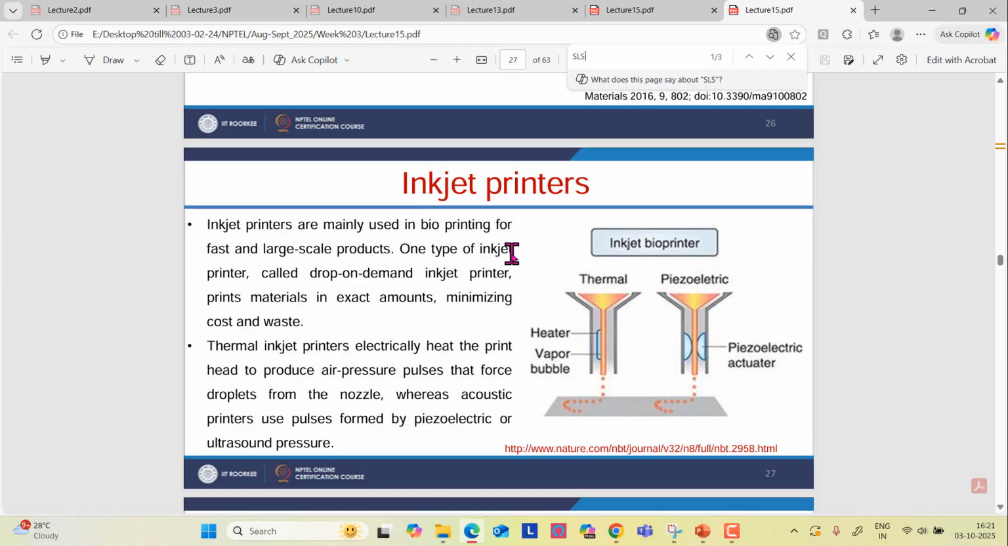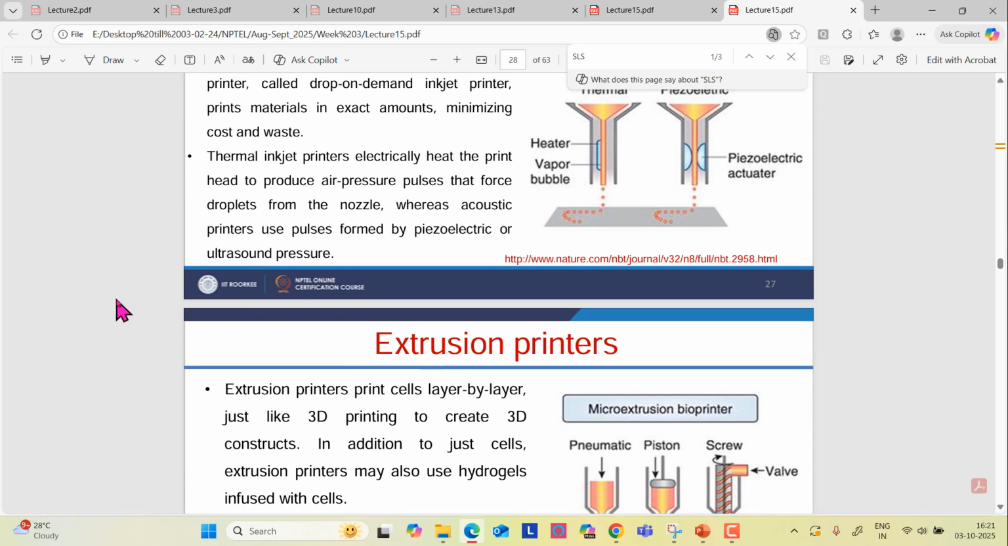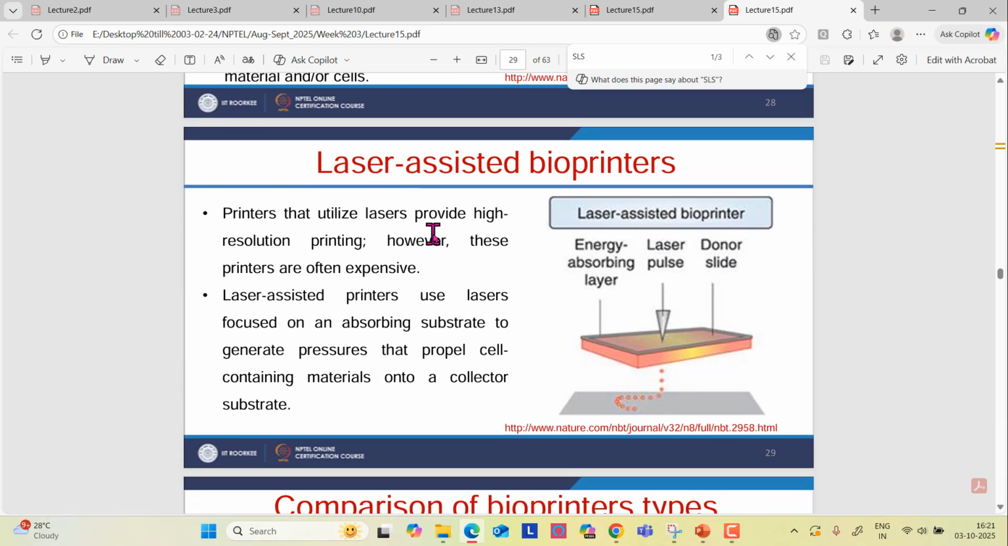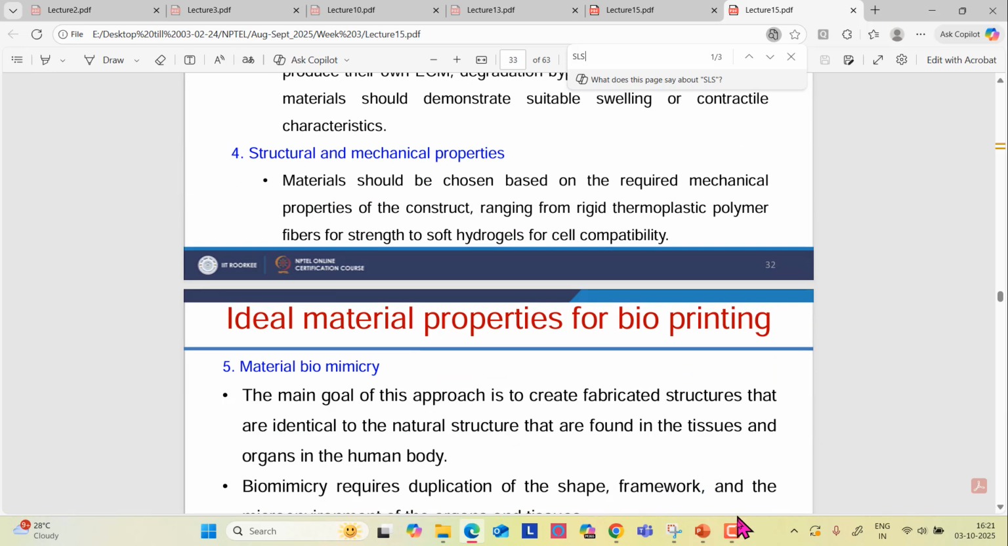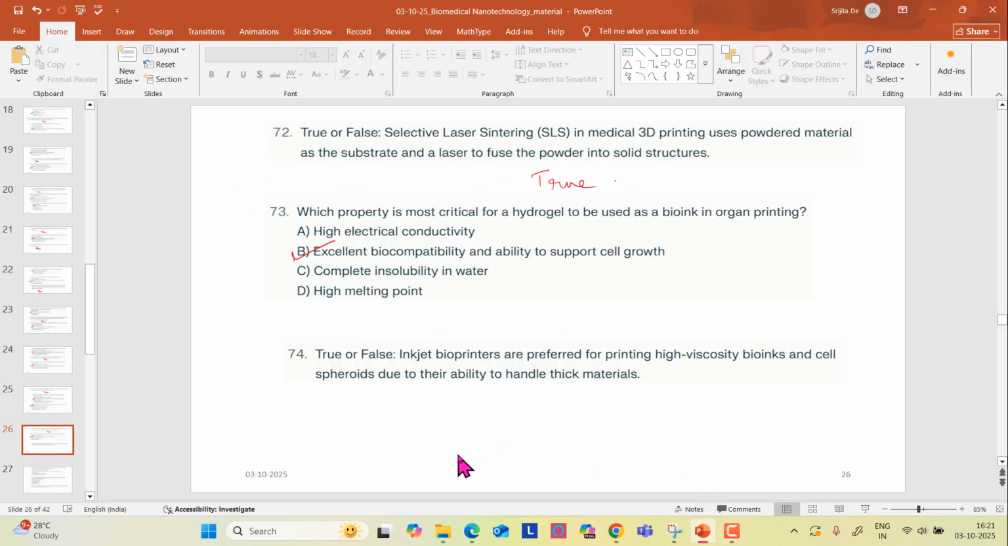Inkjet printers are mainly used in bioprinting for fast and large-scale production. One type of inkjet printer called drop-on-demand inkjet printer dispenses exact amounts, minimizing cost and waste. Thermal inkjet printers actually heat the print head to produce air pressure pulses that force droplets from the nozzle, whereas acoustic printers use pulses formed by piezoelectric or ultrasound pressure. Viscosity based is not written anywhere, so I think it is true. Yes, true, ma'am.